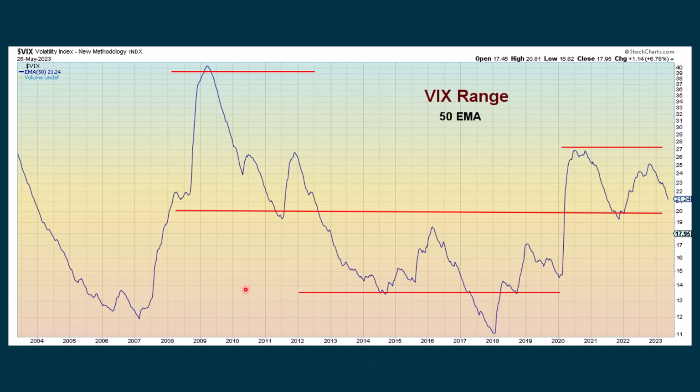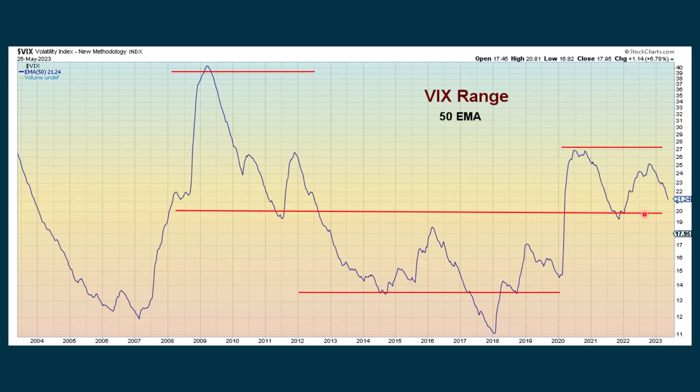If you go back from 2008 into 2011 or into 2012, we had a range of about 40 on the upside, coming down to a little bit under 20 on the downside. Then from 2012 up until the COVID plunge, we dropped down and had a range of about 20 on the upside to a little bit below 14 or 13 on the downside. Then after the COVID plunge, we went back up. We have a range between 27 and 28 on the upside and a little bit below 20 on the downside.